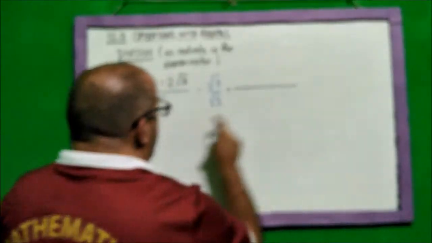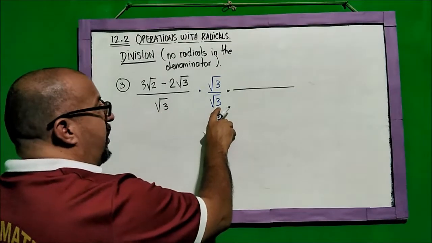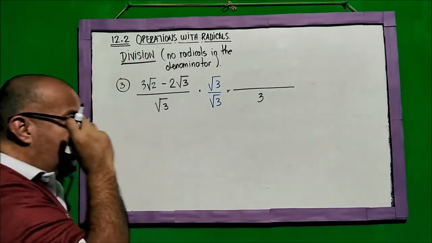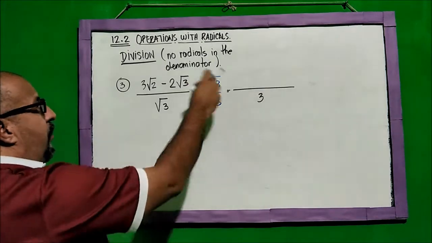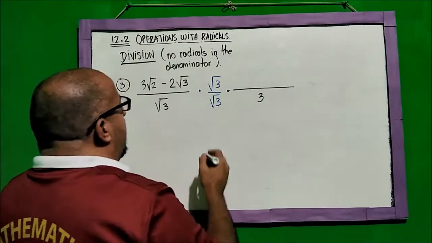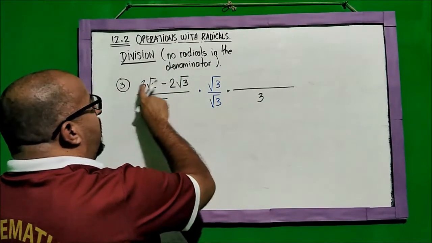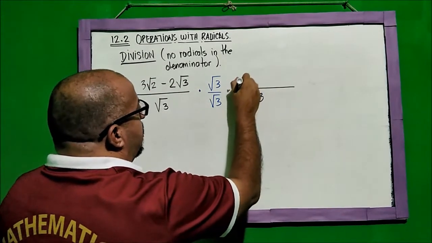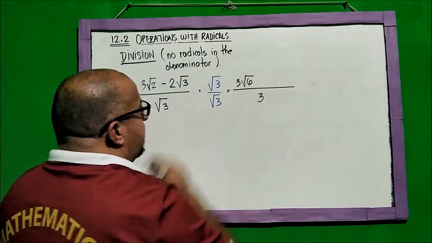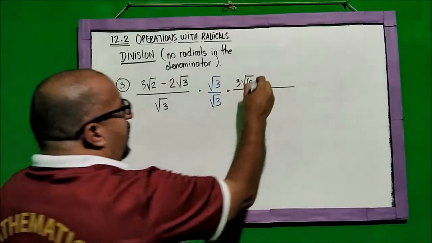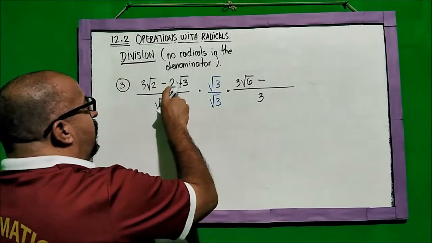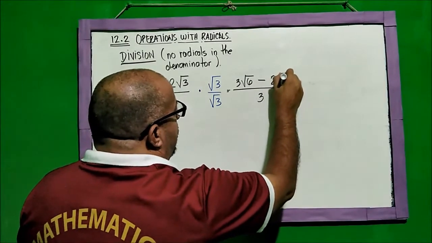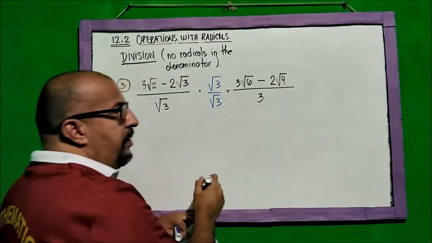Therefore, here we have the square root of 3 times the square root of 3 is the square root of 9, and the square root of 9 is 3. So I eliminate the radical directly. We apply the process on the top, and then we have 3 square root of 2 times the square root of 3 becomes 3 square root of 6. And the other one becomes negative 2 square root of 3 times the square root of 3 becomes 2 times the square root of 9, which finally will be simplified.